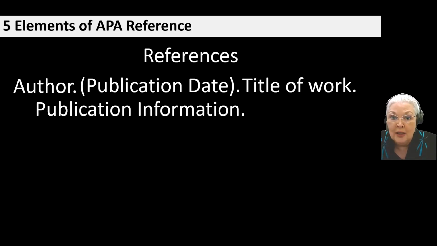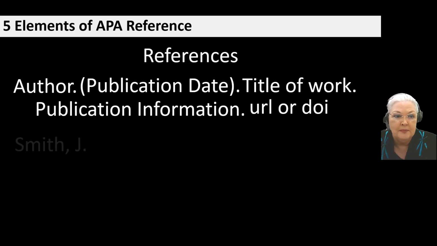The publication information comes next. So if I'm citing an article in a journal, the publication information would include the name of the publication or the journal, the volume, the issue, and the page range, perhaps. And then the URL or DOI. DOI stands for Digital Object Identifier, and usually peer-reviewed articles contain DOIs.